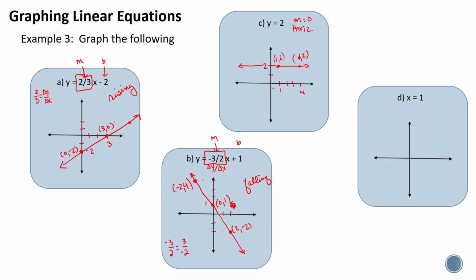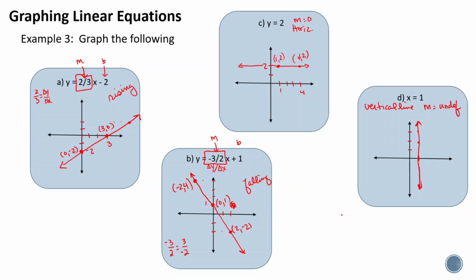Okay, the last one then is just x equals 1. So let's graph x equals 1. No matter what y is, I'm going to have x at 1. So what I end up with is a vertical line, and so my slope is undefined. And I get a vertical. So anytime we have x equals a number, we'll have a vertical line.